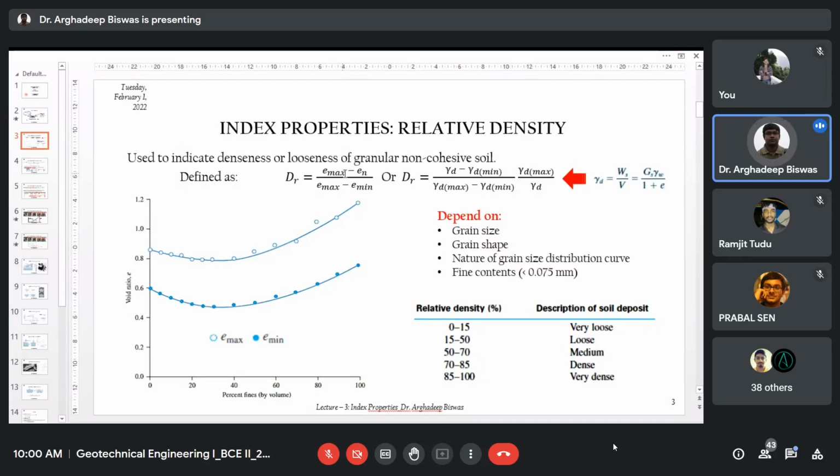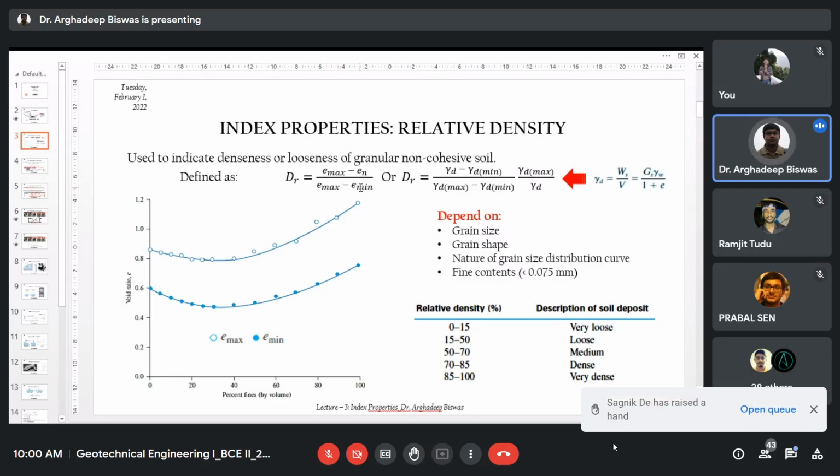See, e max corresponds to gamma d minimum, and e minimum corresponds to gamma d maximum. So the minimum void ratio indicates maximum density. If you have e max and e min, as well as your natural density or natural void ratio in the field, then you can conclude how dense you are with respect to those extreme limits, e max and e min.